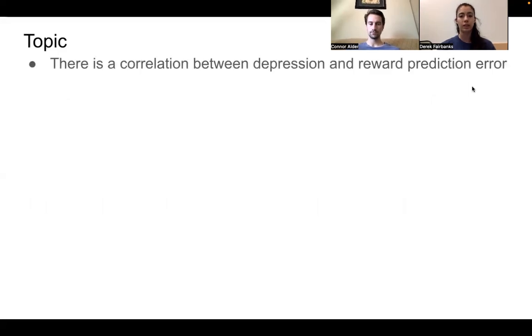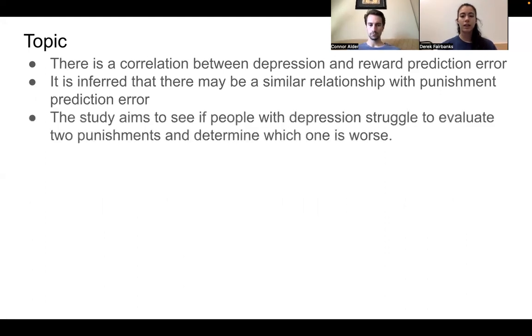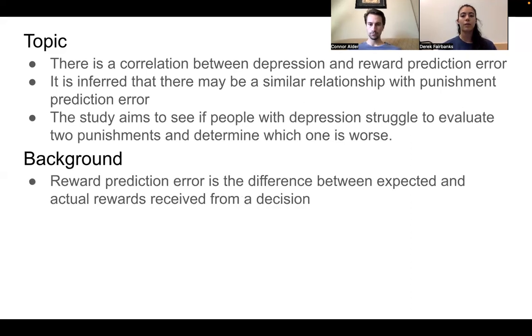construction of this experiment and learned that there is a correlation between depression and reward prediction error. The correlation was that individuals who suffer from depression will have a more difficult time with reward prediction. And because of this, we were curious to see if there would be a similar correlation between depression and punishment prediction error. So in our study, we aim to investigate whether individuals with depression will exhibit defects in the evaluation of two punishments and have difficulty determining which one is worse. We believe that by exploring this potential relationship, we will have a better understanding of the cognitive process that involves depression as well as the associated symptoms.